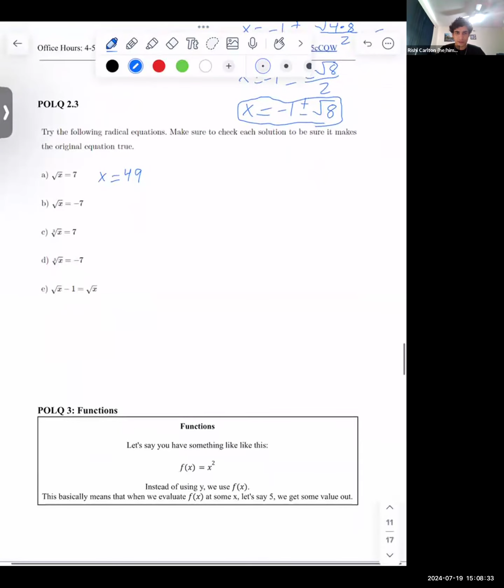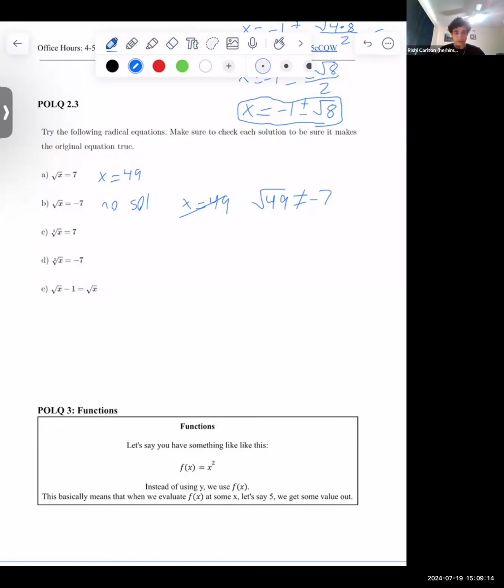For part B, however, we have the square root of x equals -7. This is kind of like what we saw earlier. We have an extraneous solution. So we have no solution for this problem, right? Because if we were to square both sides, we would get x equals 49. However, the square root of 49 does not equal -7. So therefore, x does not equal 49.